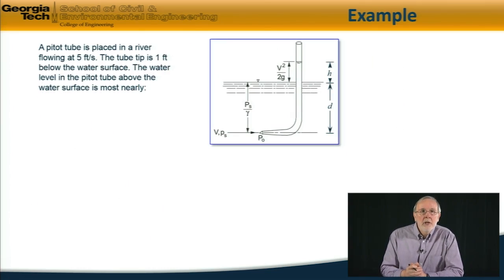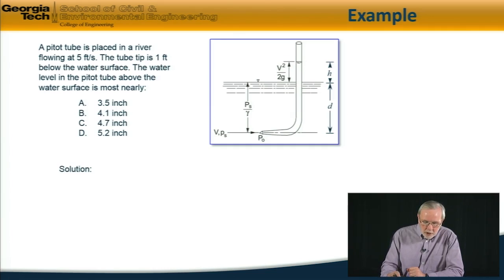So let's do a numerical example on that. We're given that a Pitot tube is placed in a river which is flowing at a speed of 5 feet per second. The tip is 1 foot below the water surface. The water level in the Pitot tube above the water surface, h, is most nearly which of these alternatives?